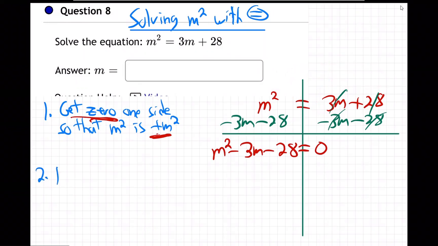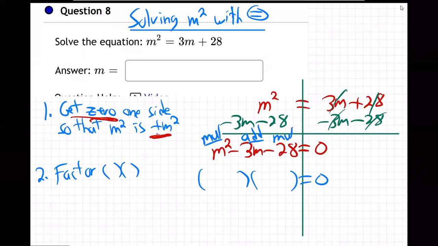What are we going to do in step 2? Factor with the 2 parentheses. So I'm going to write 2 parentheses equals 0. And I'm going to write multiply, add, multiply. That's what we always do for 3 terms. So we're looking for what multiplies to be m squared? Well, that's m times m. Front times front makes the front.